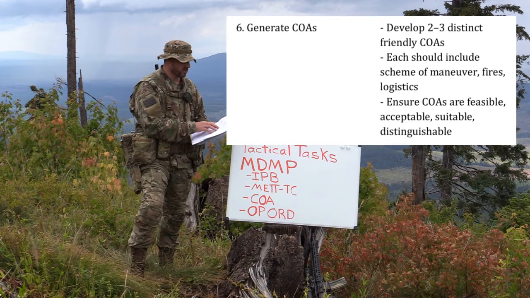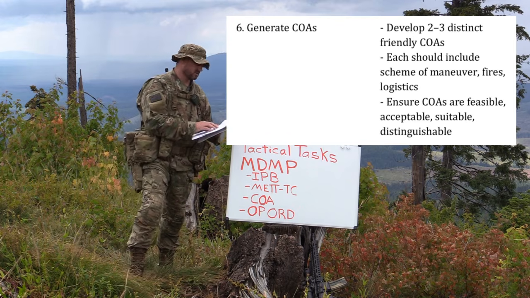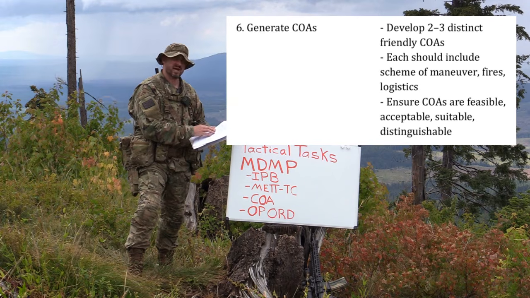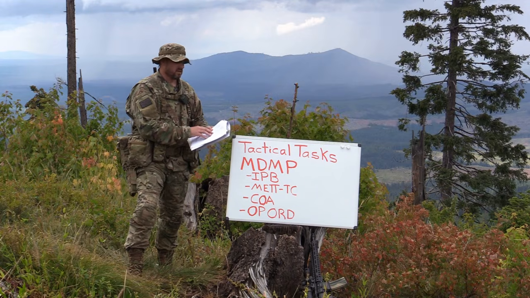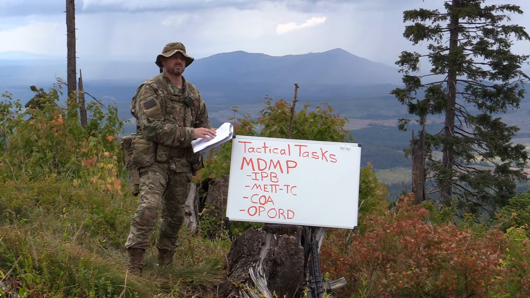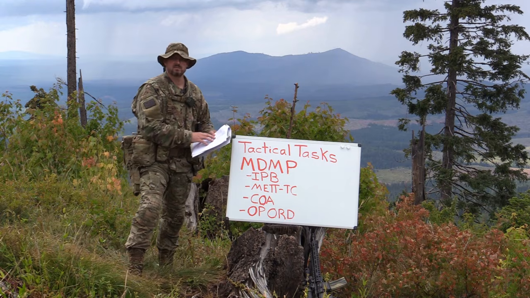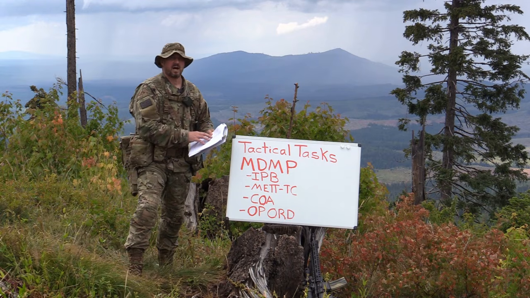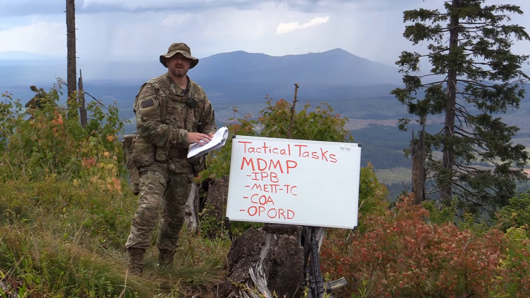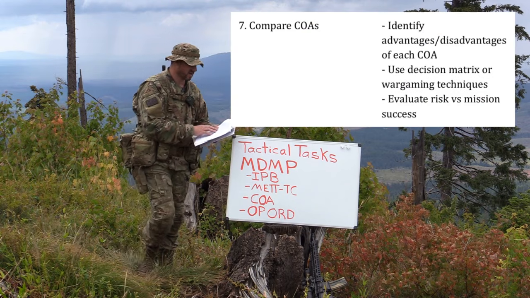Each should include schemes of maneuver, fire, and logistics. Ensure courses of action are feasible, acceptable, suitable. This is my little cheat sheet, okay? Then you want to compare those courses of action that you develop. Again, the MDMP is a very, very detailed, hours-long process of colonels and generals sitting around, and captains making extremely highly detailed plans of this battle, which you may not have access to any of this, and that's why we have this cheat sheet. So step 7 in the plan, compare courses of action.